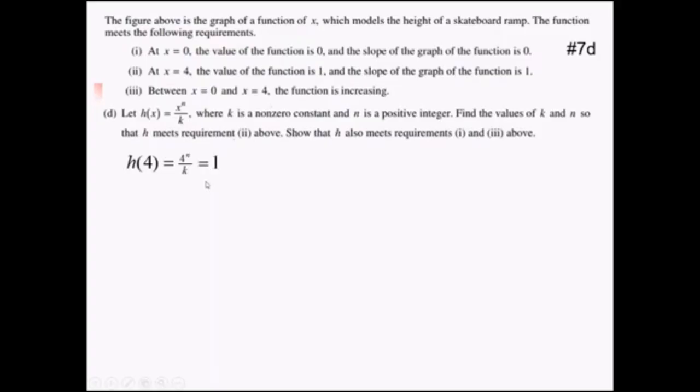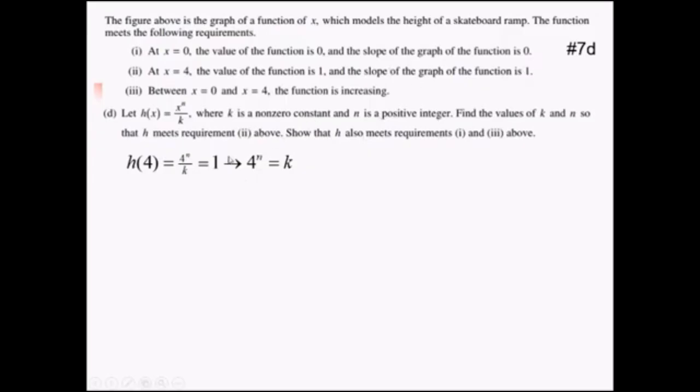Now, there's not much you can do to solve for n or k at this point because you've got essentially 2 different unknowns. But if we wanted to, we could at least make it less fraction-y and multiply both sides by k to get 4 to the n equals k. Maybe if we do the second part of this condition, we'll get another equation that we can play off of this one to solve a system of equations. But who knows? All right, so the next part of this, the slope of the graph has to be 1.